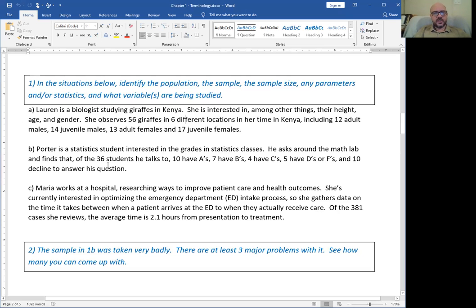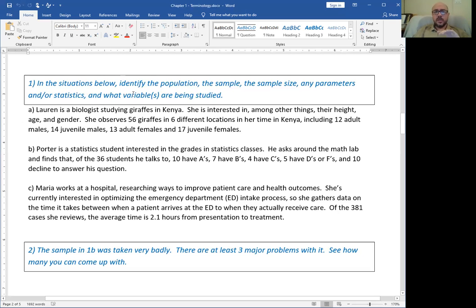Parameters and or statistics cited in this problem. There are no parameters cited here. Everything here is a statistic. 56 is a number about the sample. It's the size of the sample. And all of these numbers here are about giraffes that were in the sample. None of them are parameters. So 56 giraffes, 6 locations, I guess you could say is a statistic. Yeah, sure, I'll say that that's a statistic too, since it's about her sampling method. 12 adult males, 14 juvenile males, 13 adult females, 17 juvenile females. All of those are statistics. They're all about the sample.